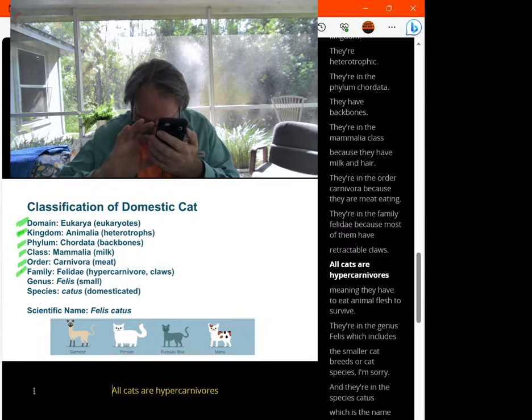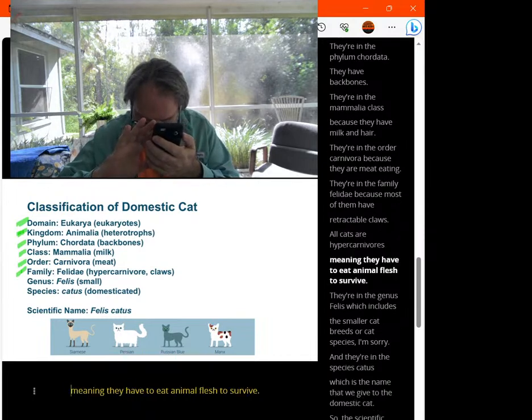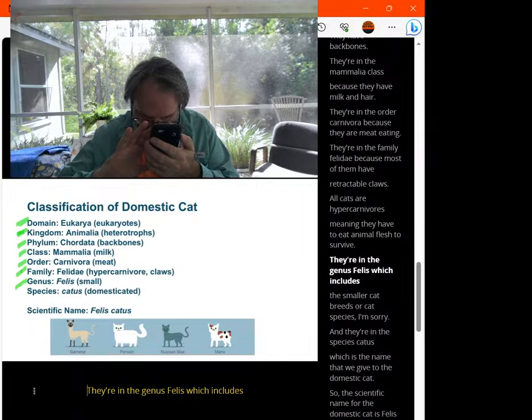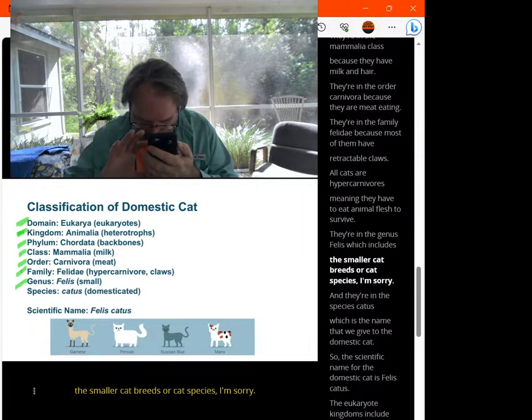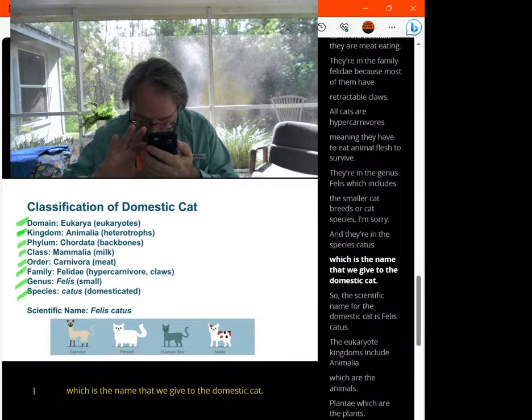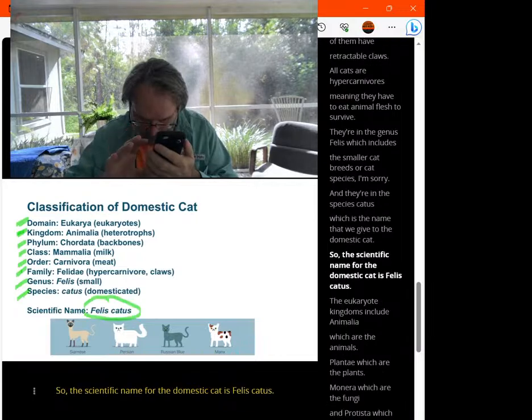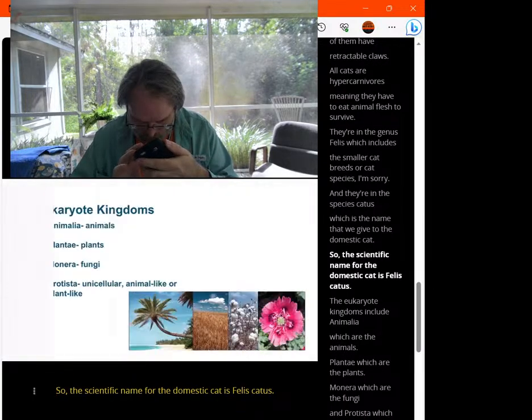All cats are hypercarnivores, meaning that they have to eat animal flesh to survive. They're in the genus Felis, which includes the smaller cat breeds, or cat species, I'm sorry, and they're in the species Catus, which is the name that we give to the domestic cat. So the scientific name for the domestic cat is Felis catus.